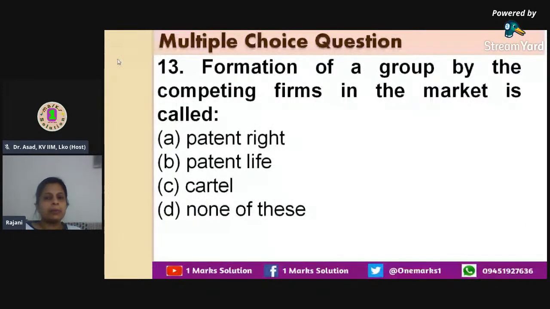Formation of a group by the competing firms in the market is called... I told you about oligopoly. A few large firms exist in the market and they have to share the market. Otherwise, if one firm increases the price of the product according to its cost of production, no other firms will follow the same. We as consumers, would we be ready to purchase the same product at a high price? Definitely not. So any one firm is not followed.